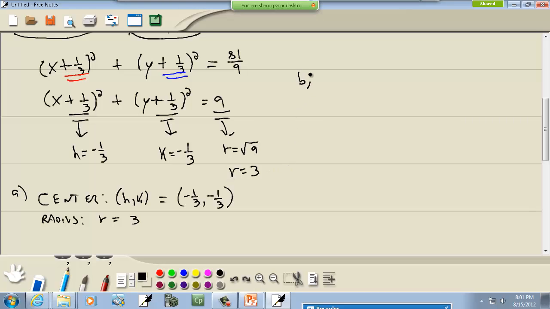Now B, I'm going to go ahead and do up here. We're going to graph it. Well, negative 1/3 and negative 1/3. Maybe right there. Radius of 3. Okay, so that's right there. 1, 2, maybe right there. Yeah, look at that circle. I'm getting better.